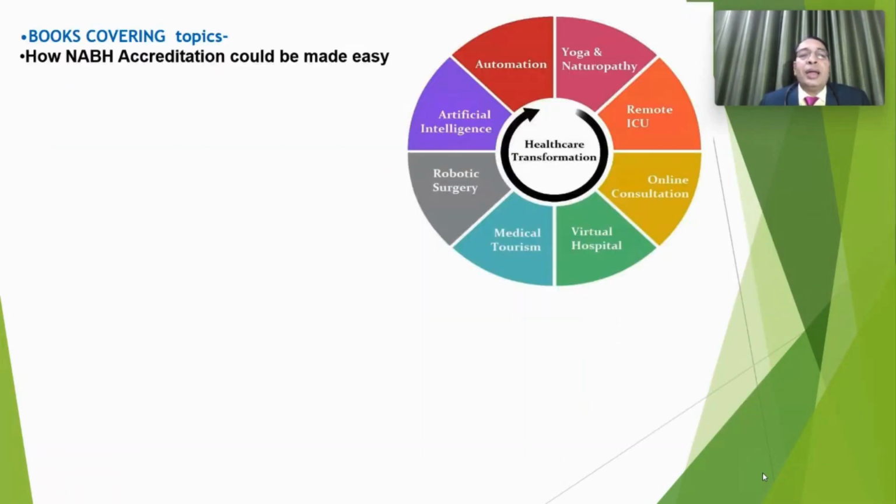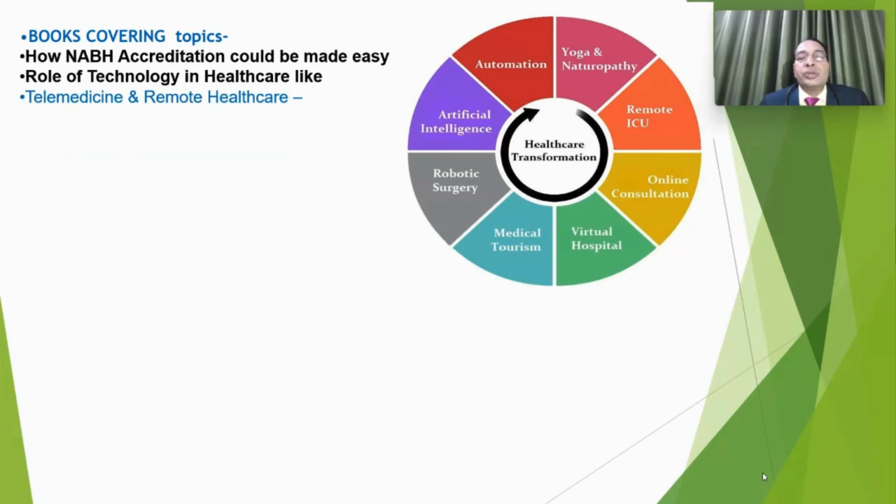Our books are covering how NABH accreditation could be made easy, and the role of technology in healthcare, because the 21st century is a century of technology. That is why this is called the fourth industrial revolution. And what is the role of technology in healthcare? The role of telemedicine and remote healthcare, and what is the role of artificial intelligence in healthcare, especially ChatGPT and other artificial intelligence uses in prediction of diseases and diagnostic tools, how the AI will help in healthcare services.